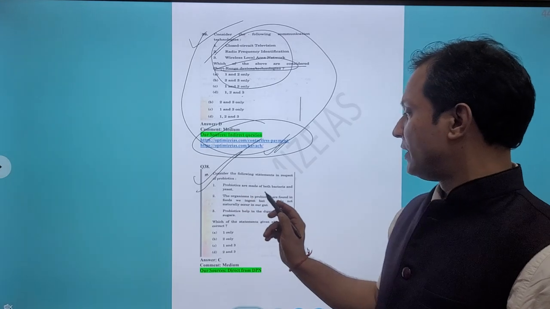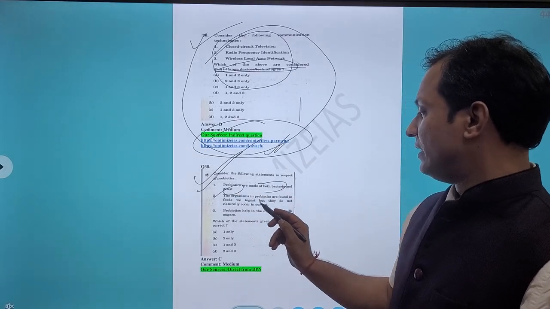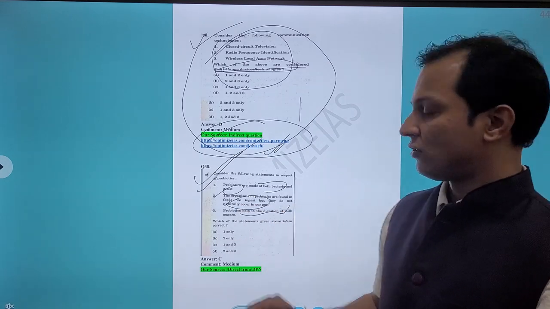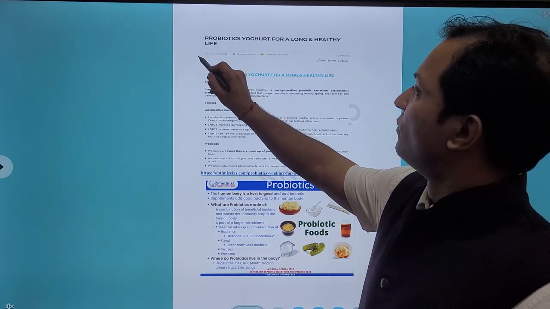See, probiotics are made of bacteria and yeast. The organisms in probiotics are found in food we ingest, but they do not naturally occur in our gut. Probiotics help in digestion of milk. Guys, you just see this, you'll be amazed. You see, 14th of February.